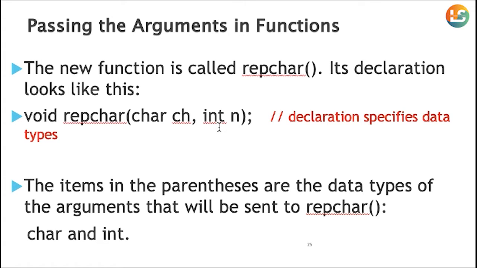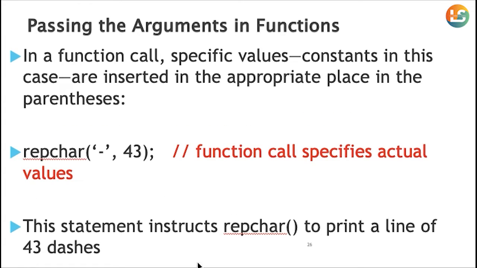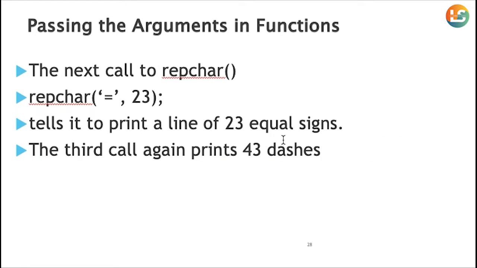The next call to repchar with equal sign and 23 shows we can call this function again with different values. For example, this time I have sent the character as the equal sign and the number of times as 23. It tells the function to print a line of 23 equal signs. The third call again prints the 43 dashes. These three calls correspond to this diagram. First we call this function with the dash and 43, then we call this function again with the equal sign and 23, and then we call this function a third time with the dash and the number 43.